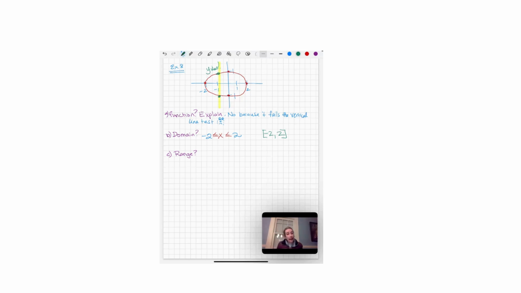For my domain, I remember domain is x's, so on my inequality style, I plopped an x in between those two guys. My low value was -2, my high was 2. And then for interval notation, I got my -2 and 2 with corner brackets around it. And then for range, I noticed my low value on my range is -1. My high value is 1.